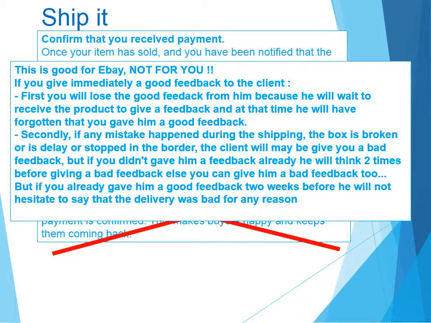So if he doesn't give you a bad feedback, and he was upset, he was ready to give you bad feedback, and he doesn't do it, you're safe. He doesn't leave the bad feedback, and people will still trust you as a shop. Else people will say, someone was upset, so I can't trust this shop anymore. So never give feedback immediately. Don't do what eBay is telling you to do. You have to leave a good feedback immediately, so they will be happy. No. Else they will maybe hit you down after.